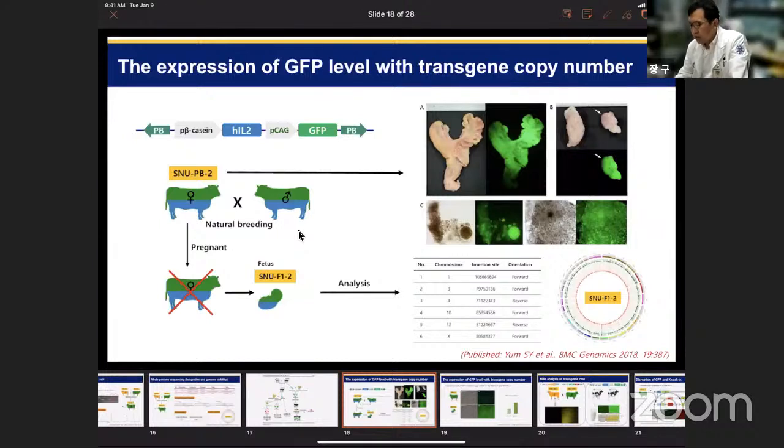We are analyzing copy number dependent expression. Sometimes we can gain one gene, or sometimes two genes, or sometimes three genes. So for many scientists, it's very interesting what happens with the integration number. Unfortunately, one of the pregnant F1 females aborted, and then we collected the uterus, ovary, oocyte, and cumulus. In all of the tissue, the GFP, green fluorescence, is well expressed there.